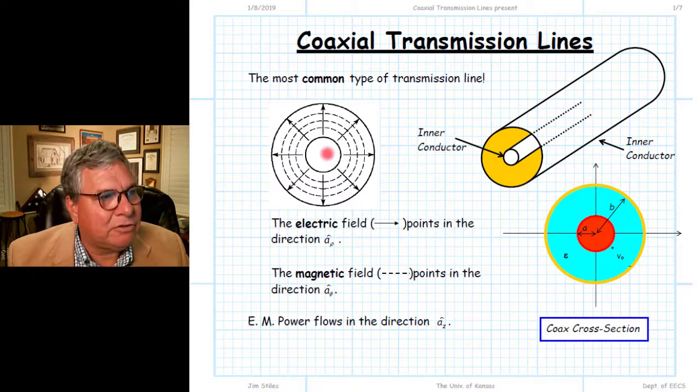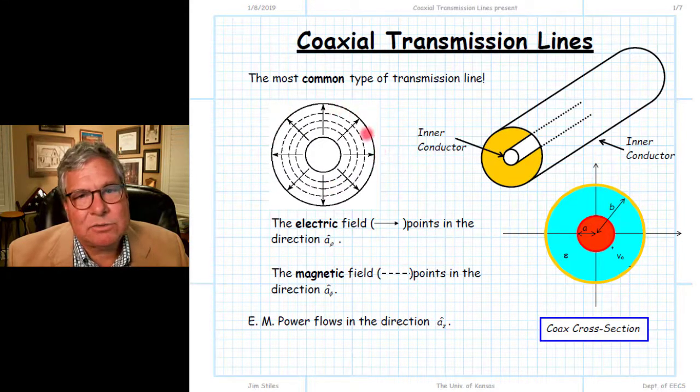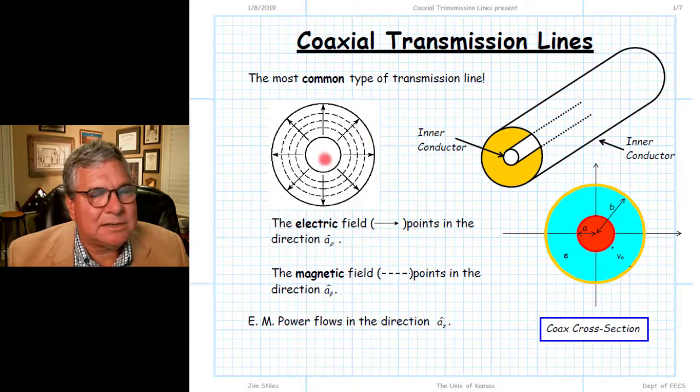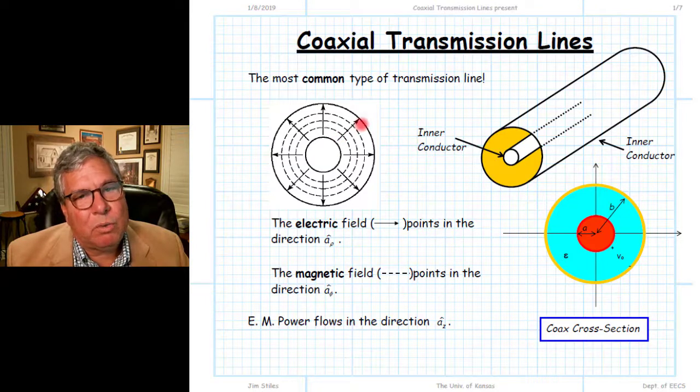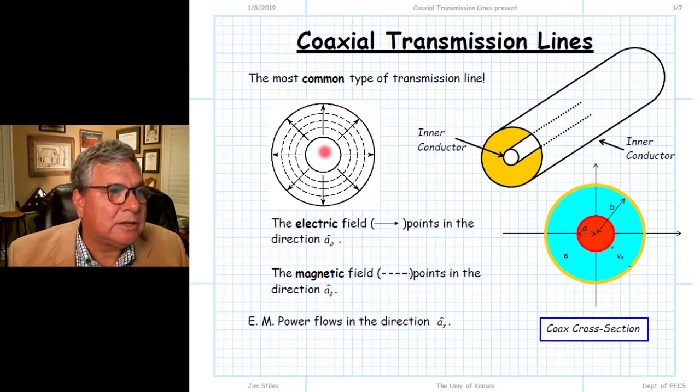And the direction of increasing rho is always pointing away from the z-axis. That direction we can call a sub rho. That's the unit vector that describes that direction, always pointing away from the z-axis. Wherever you are, you locate the z-axis, and if you turn around and point the other direction, that is the unit vector a sub rho. That unit vector describes the direction of the electric field. The electric field at every point in the coax is going to be pointed in a direction away from the z-axis, from the center of that coaxial transmission line.